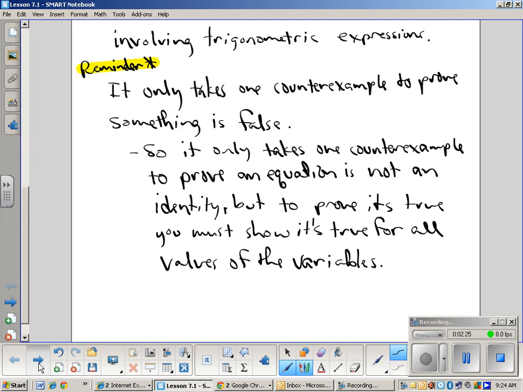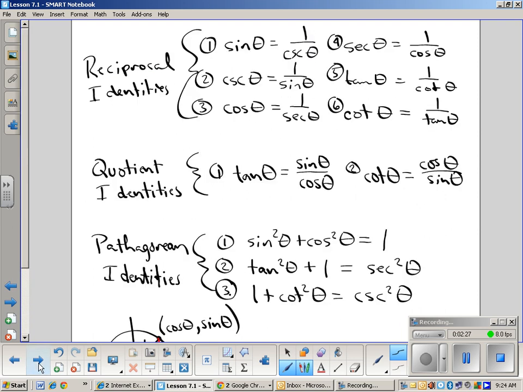Okay? So here are some identities that you've seen already, the reciprocal identities. Sine theta equals 1 over cosecant. Secant theta equals 1 over cosine. Cosecant equals 1 over sine. Cosine equals 1 over secant. Okay, tangent equals 1 over cotangent. Cotangent equals 1 over tangent.